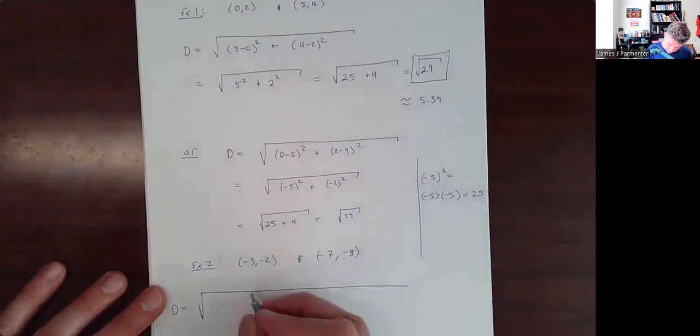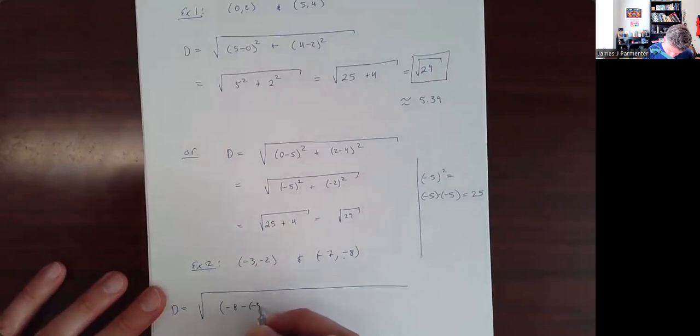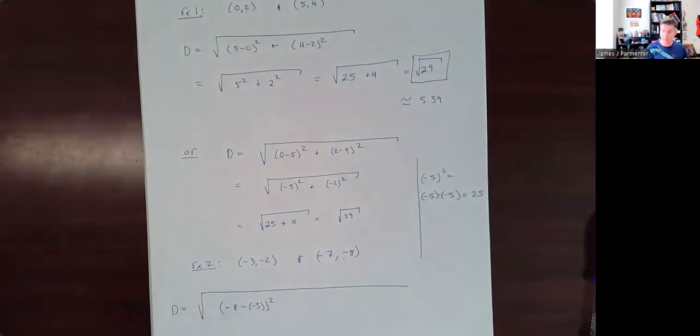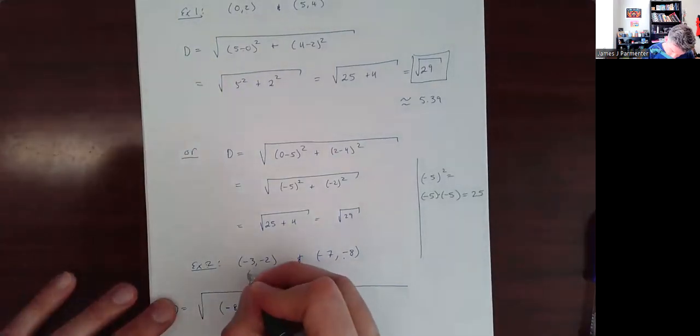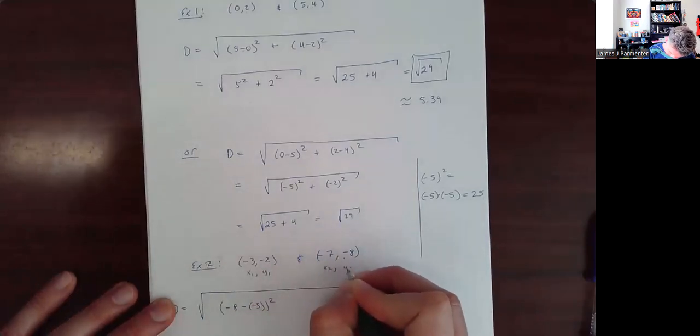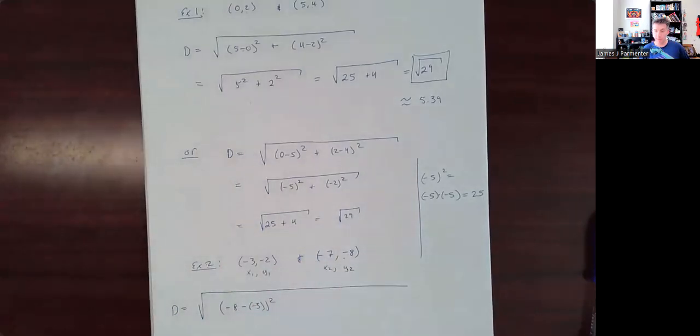Oh well. So let's see, I'm going to do the difference in the x's, negative 8 minus negative 3 squared. If you really like, you can also label them to make it easier for you. You can say, oh, this is my x1 comma y1. This is my x2 comma y2, if that helps you. Not required at all, just might be helpful.